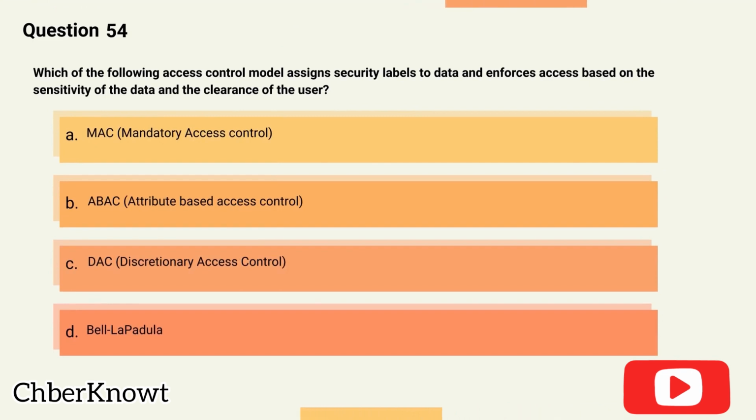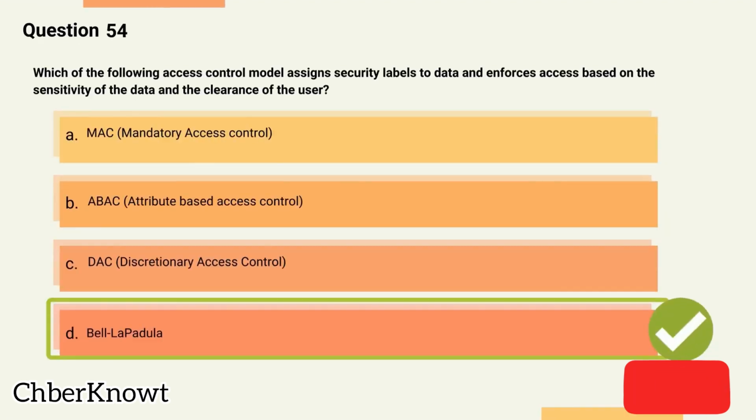Question 54. Which of the following access control models assigns security labels to data and enforces access based on the sensitivity of the data and the clearance of the user? Option A, MAC, mandatory access control. Option B, ABAC, attribute-based access control. Option C, DAC, discretionary access control. Option D, Bell-LaPadula. The correct answer is option D, Bell-LaPadula.